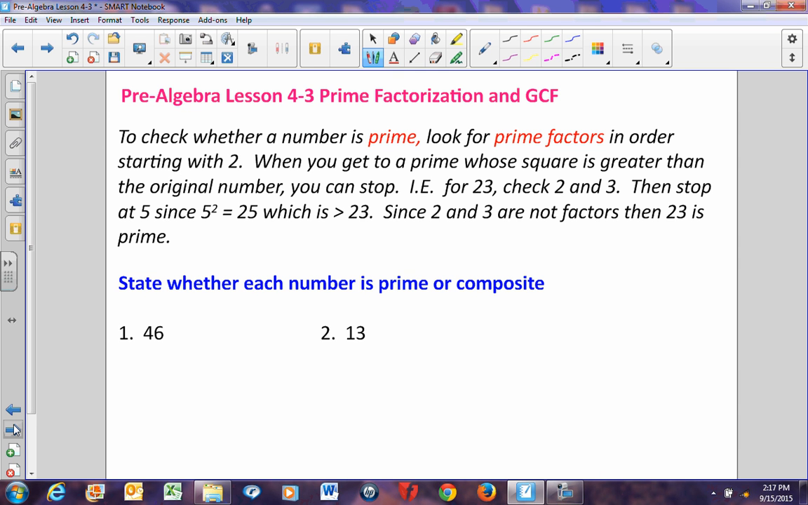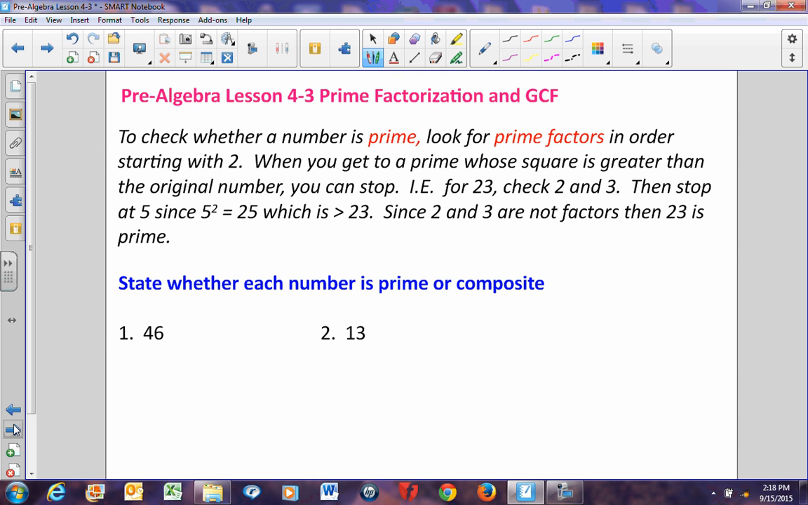But to check to see whether a number is prime, look for prime factors in order starting with 2. When you get to a prime whose square is greater than the original number, you can stop. For example, 23, check 2 and 3. 2 squared is 4. 3 squared is 9. That's still smaller than 23. 4 squared is 16. That's still smaller than 23. 5 squared is 25. 25 is greater than 23. And since 2 and 3 are not factors of 23, then 23 has to be prime. Remember, 4 is not a prime number, so I really don't have to worry about that one.